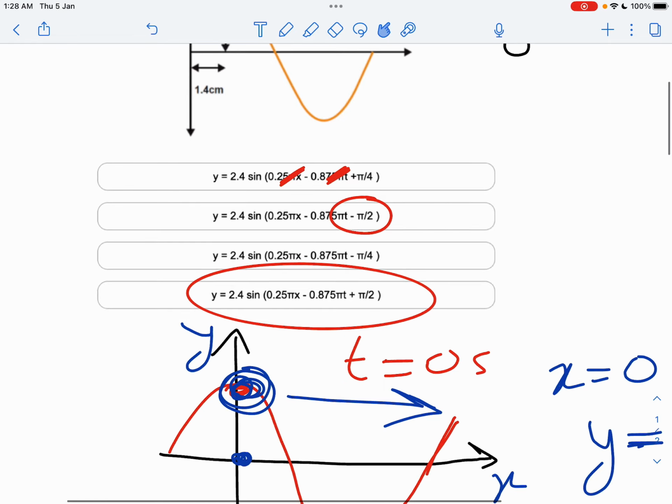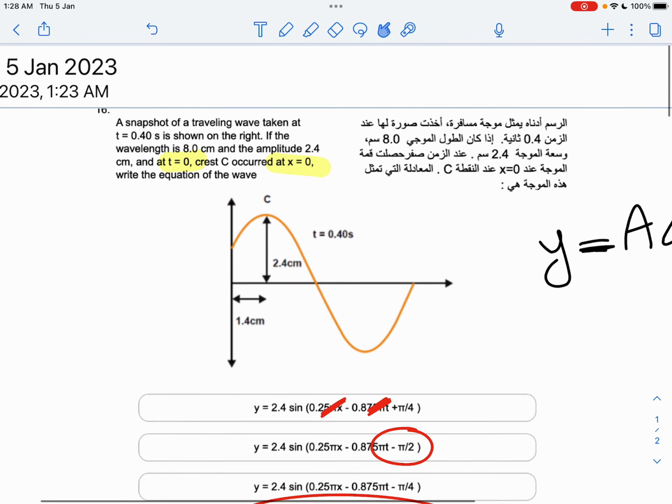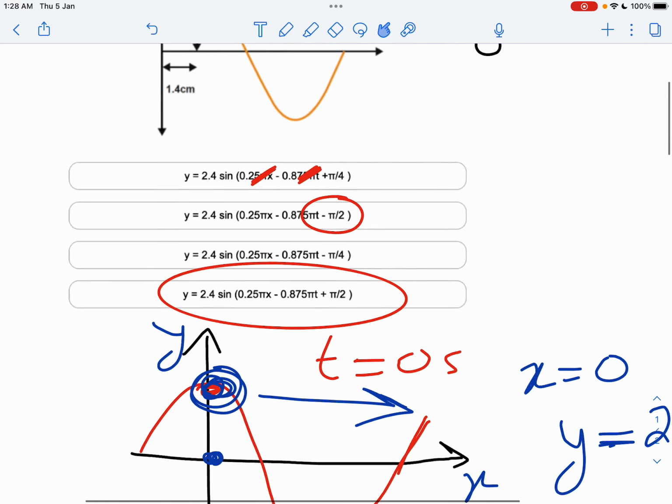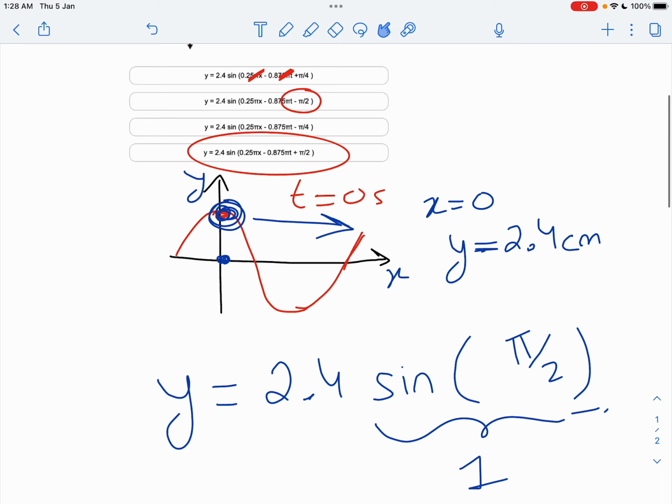At x equals 0 and time 0, according to the given, the wave is exactly at the crest, or the crest C occurred, meaning y is equal to 2.4. So the last option is the correct one.